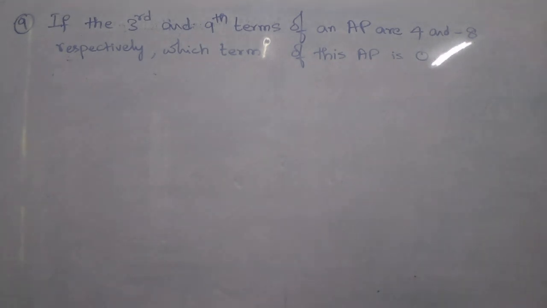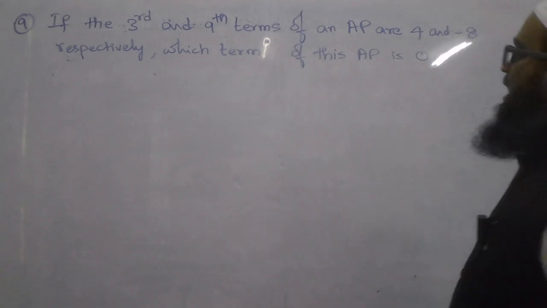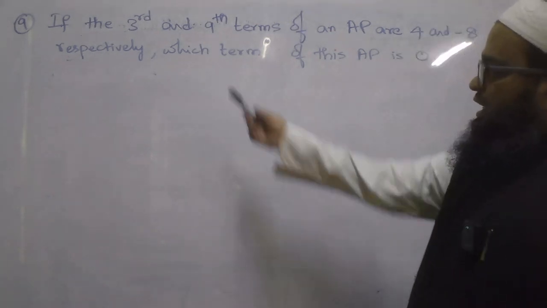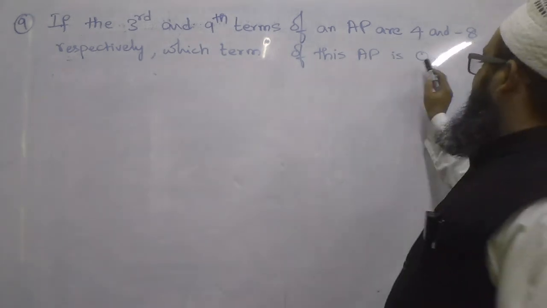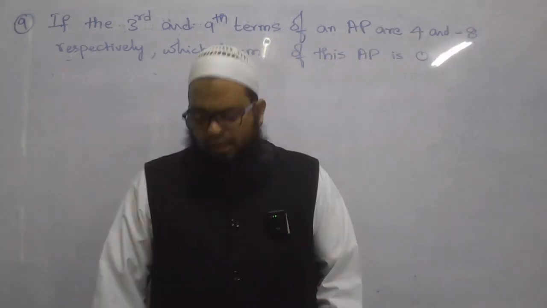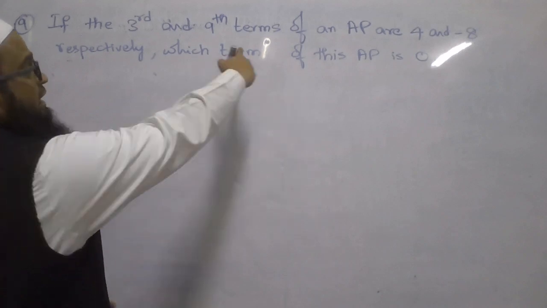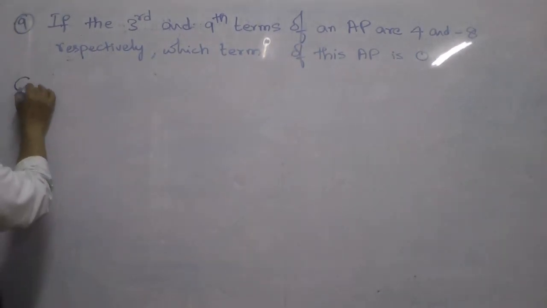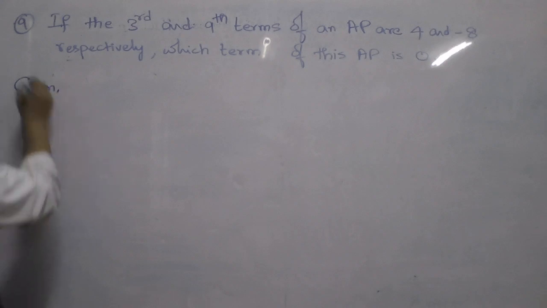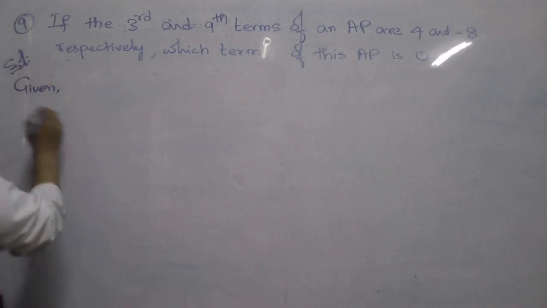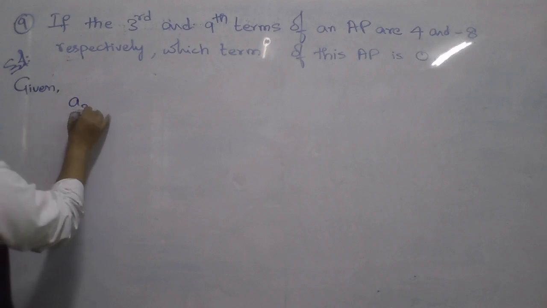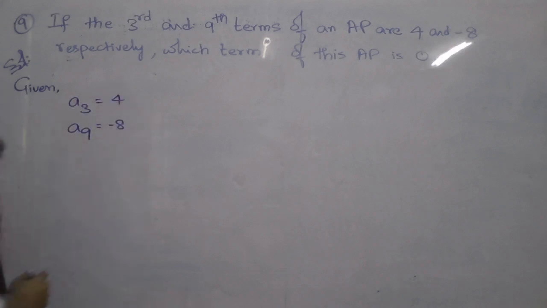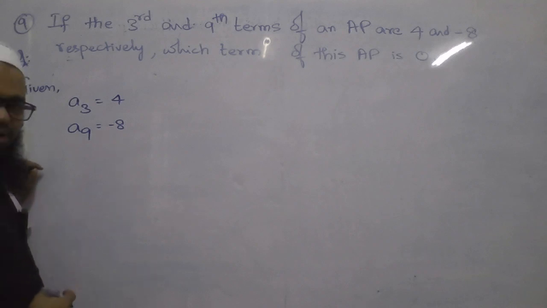which term of this AP is 0? So, let us see what is given. Third and ninth terms of the AP are 4 and minus 8 respectively. That means what is given, my dear students? Given third term A3 equals 4 and A9 equals minus 8. Which term of this AP is 0?